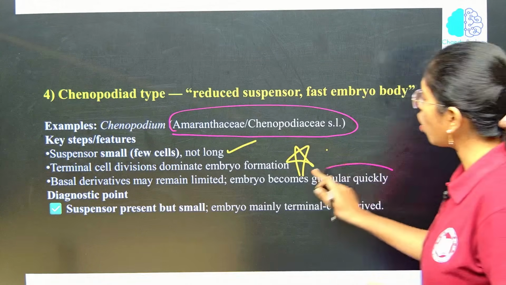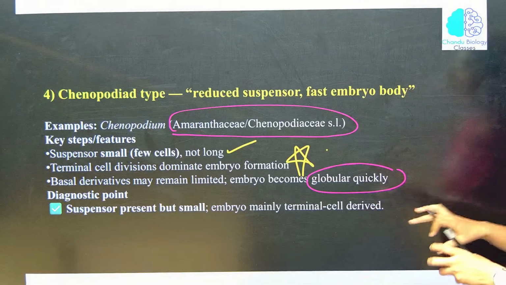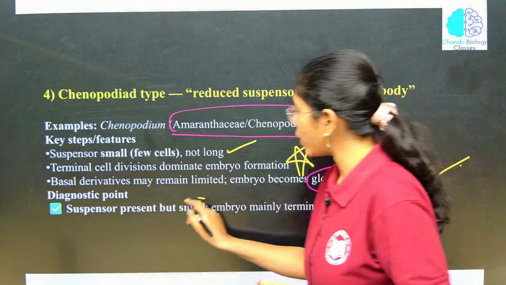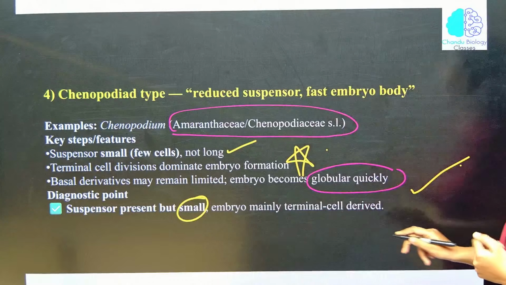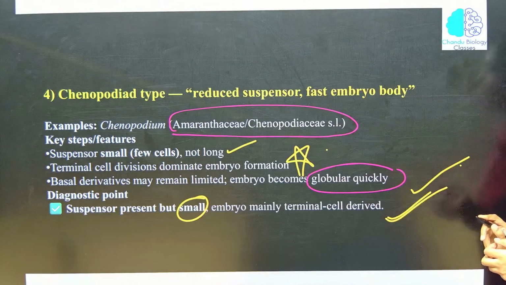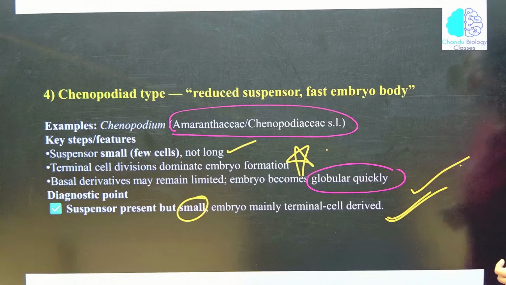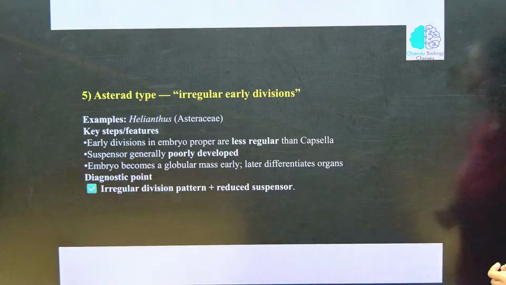The embryo becomes globular quickly. Suspensor is present, but it is very small. The embryo is mainly terminal cell derived. Okay, this is about the Chenopodium type, which belongs to the family Chenopodiaceae or Amaranthaceae.